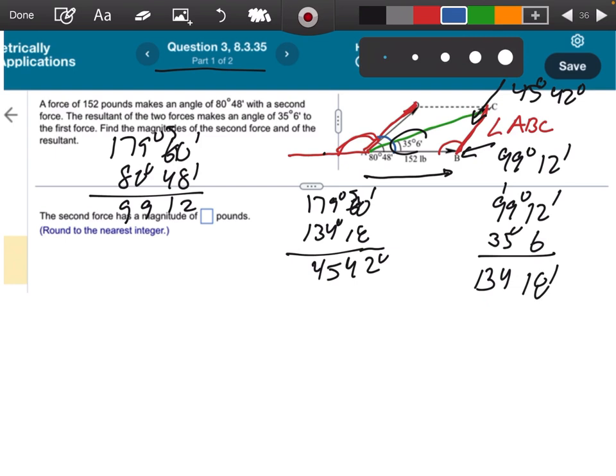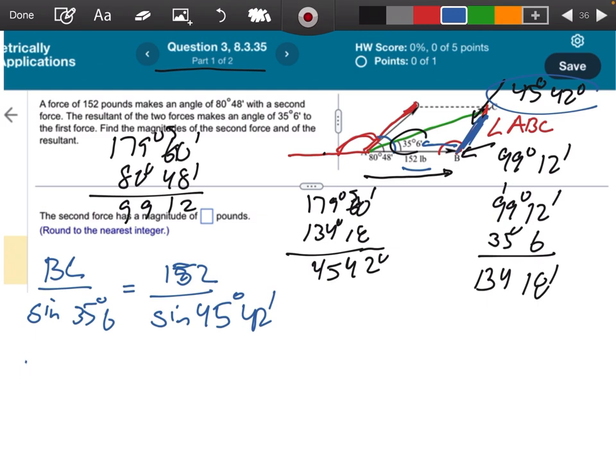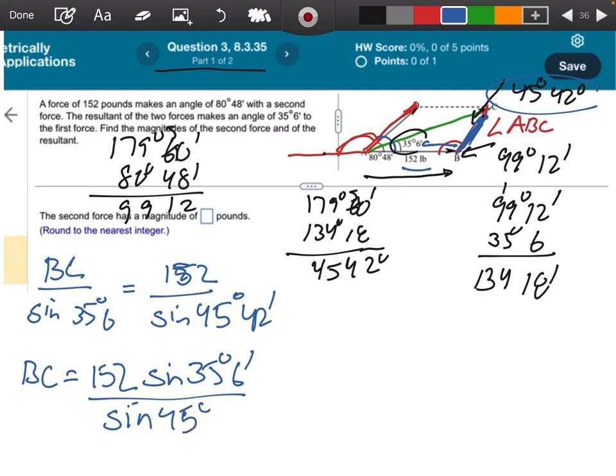All right, now let's see if there's a couple things we can find. I want to find the measure of side BC, okay? BC divided by the sine of the angle that's across from it, the sine of 35 degrees 6 minutes, is going to be equal to 152 divided by the sine of the angle across from that, which was 45 degrees, 42 minutes. So my side BC should be 152 sine of 35 degrees 6 minutes, divided by sine of 45 degrees 42 minutes, okay?